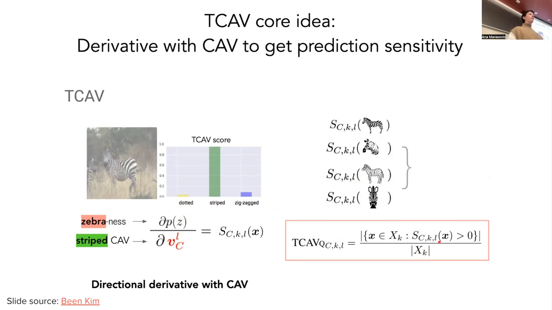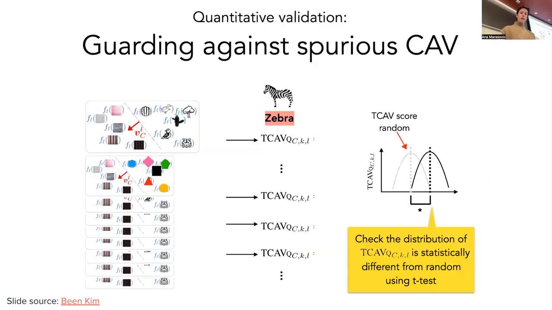And if the fraction is very high, if for 90% of zebra images we get that this vector is really important for predicting zebra, then we can say, okay, this is the TCAV score. This is the importance of these concepts for predicting zebras in general.